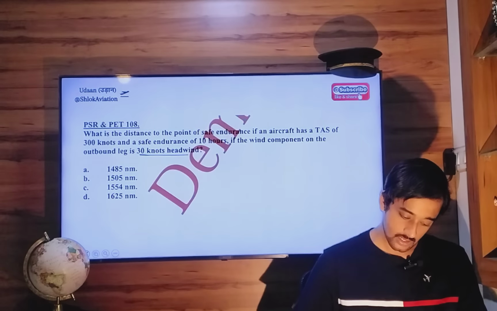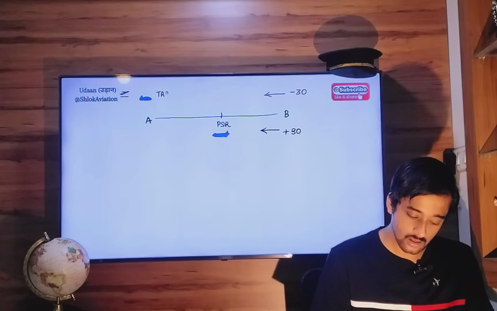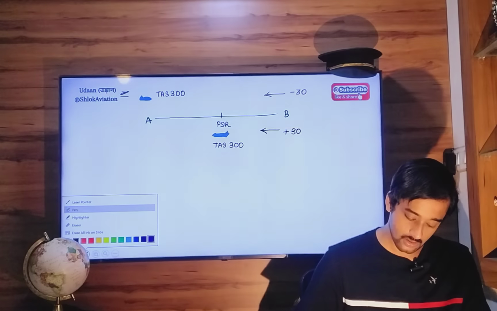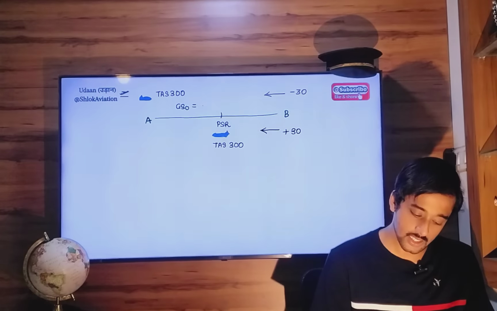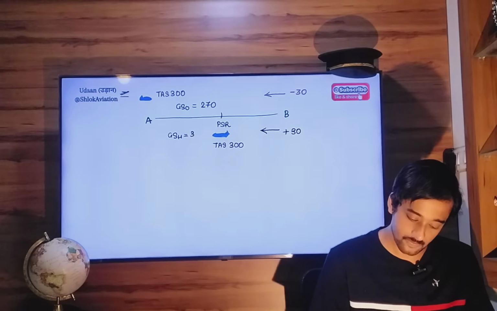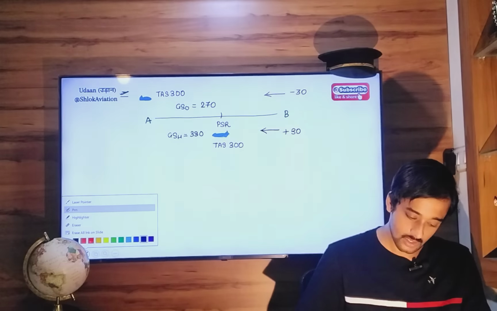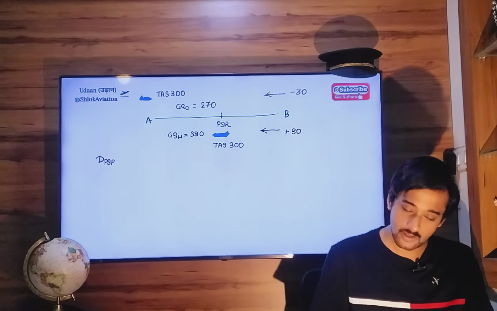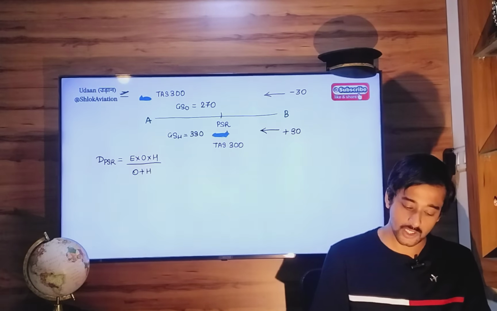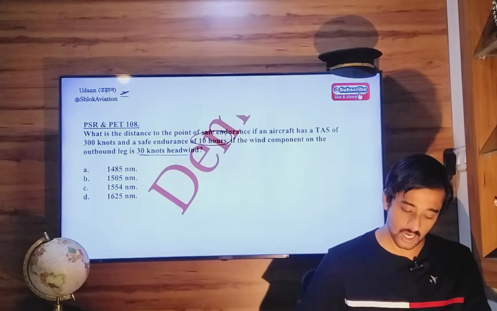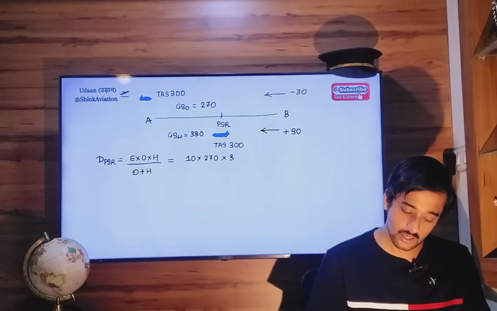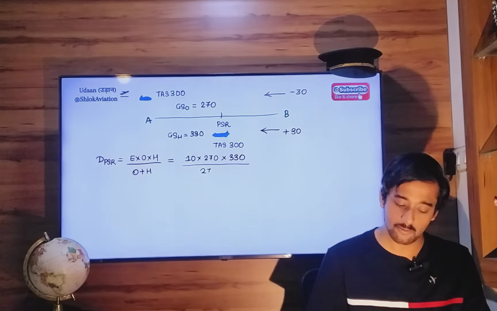TAS is 300. So outbound speed will be 300 minus 30, 270. Homebound speed will be 300 plus 30, that is 330. So distance to point of safe return is endurance into outbound into homebound divided by outbound plus homebound. What is endurance? 10 hours. So 10 into 270 into 330 divided by 270 plus 330.